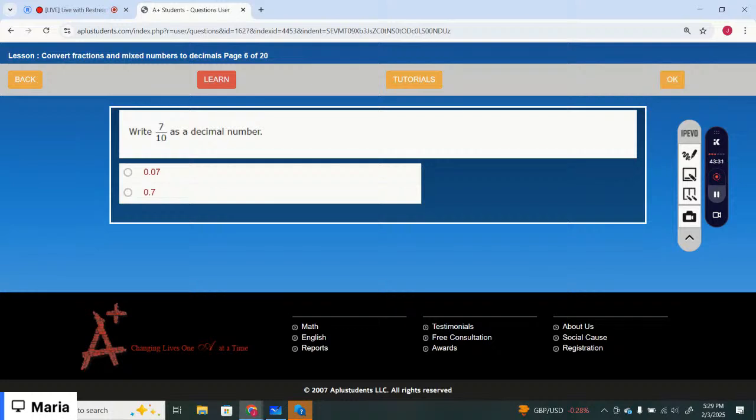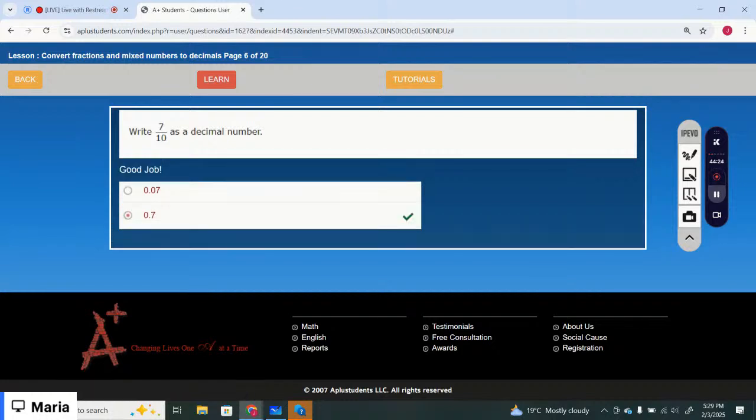Write 7 over 10 as a decimal number. So, which is the correct option? Seven over 10 equals 0.7. Option number 2 is the correct option.